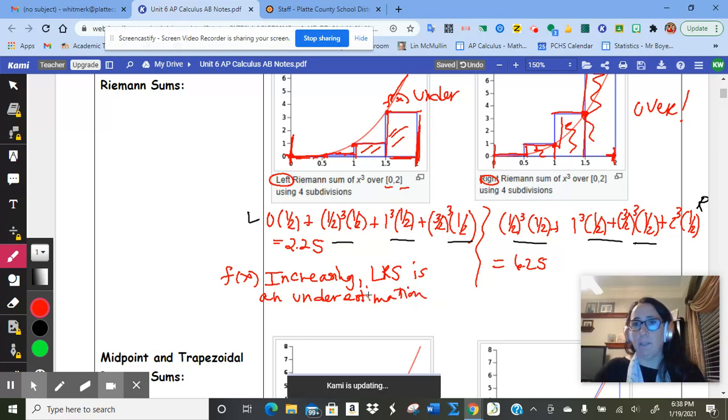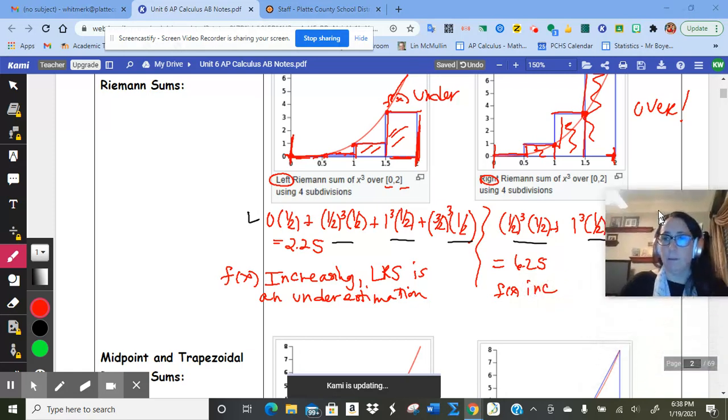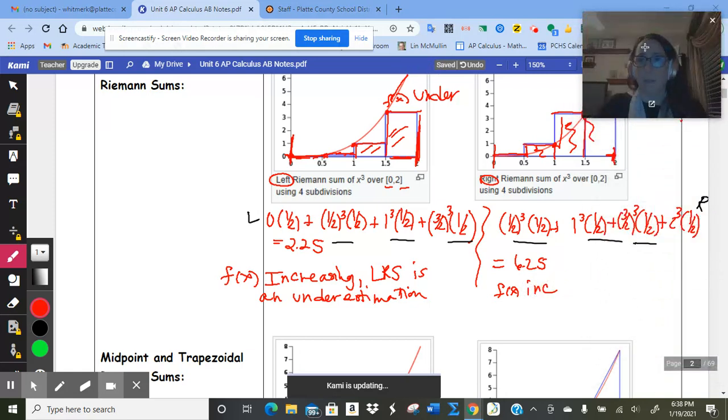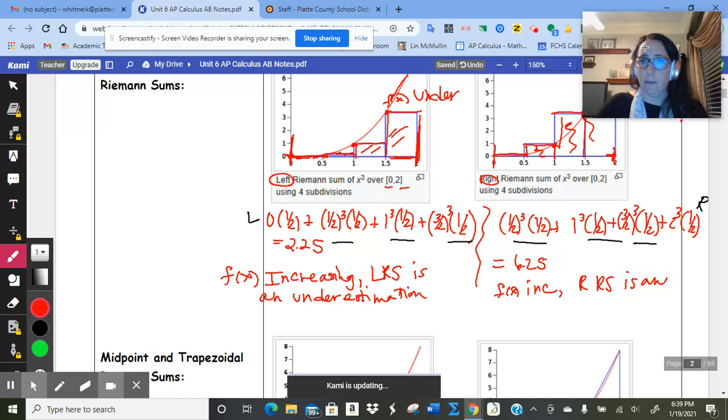And when this f of x graph is again increasing, then we know the right Riemann sum is an overestimation.